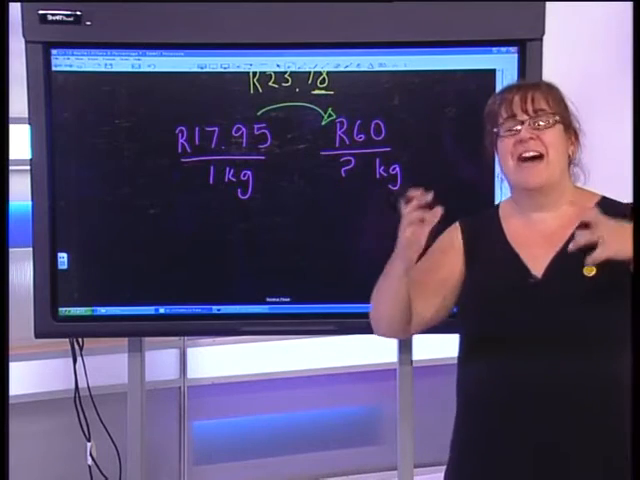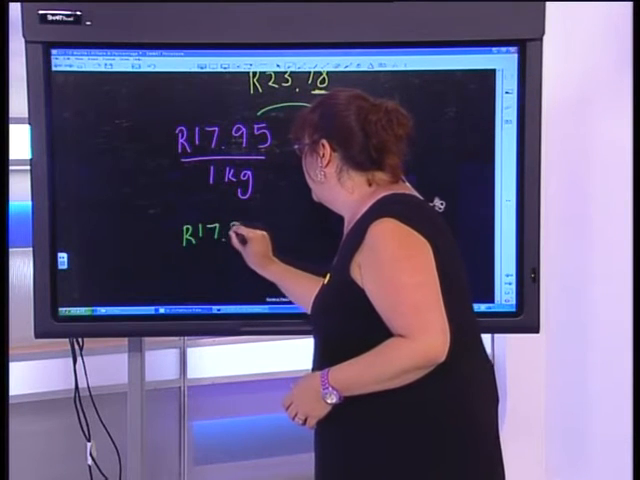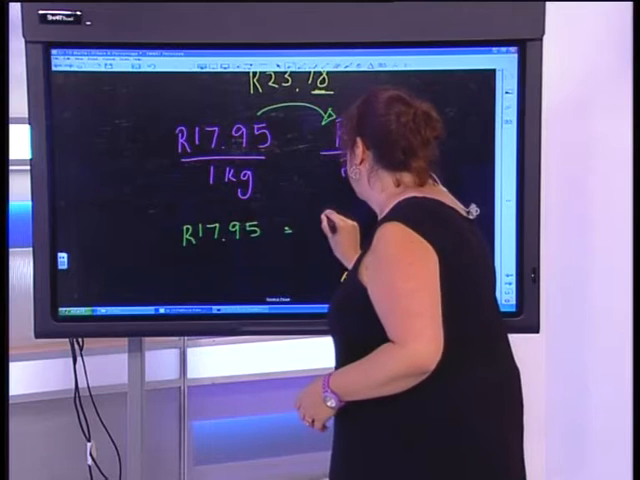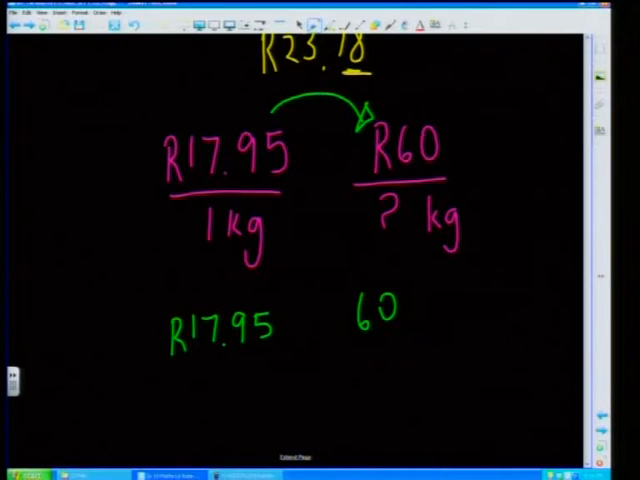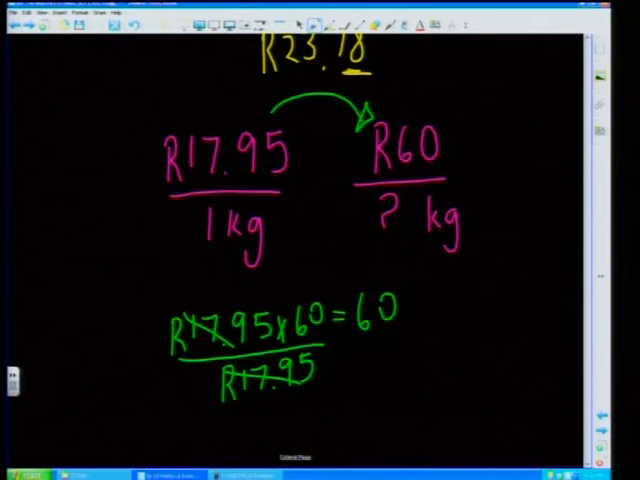Okay, let me revise this little lesson. We need to make 17.95 and we need to change it into 60. So the only way I can do this is I need to times it by 60 because that's how I get the 60. But I need to divide it by 17.95 because then my 17.95s are going to cancel. Or like I'd like to say to our kids, times by whatever you're changing it into and divide by what you started with. So we're going to times here by 60 and divide by 17.95.